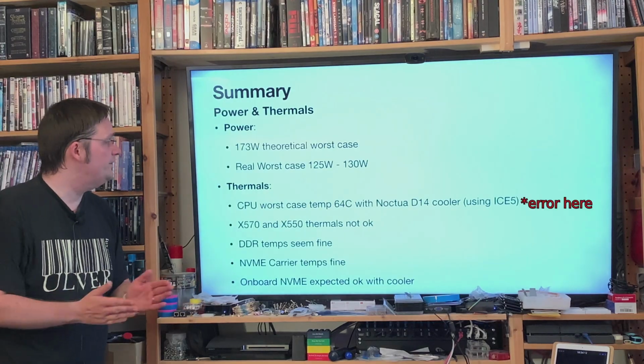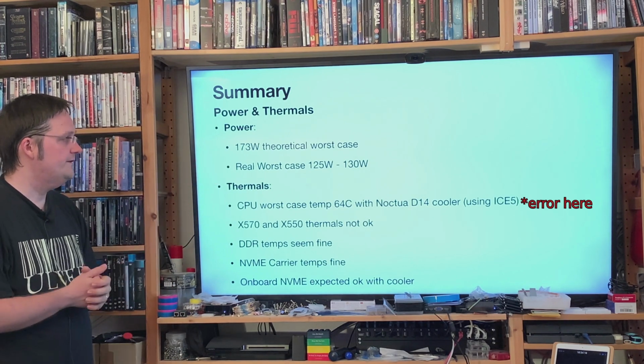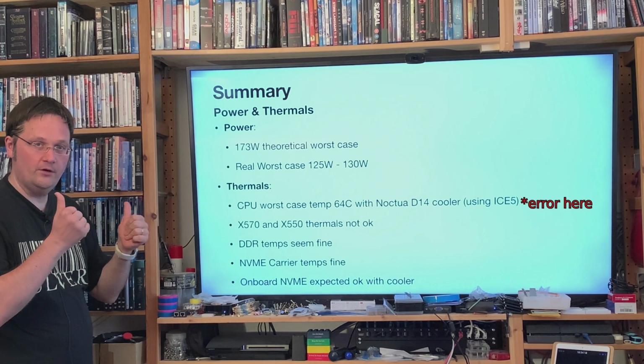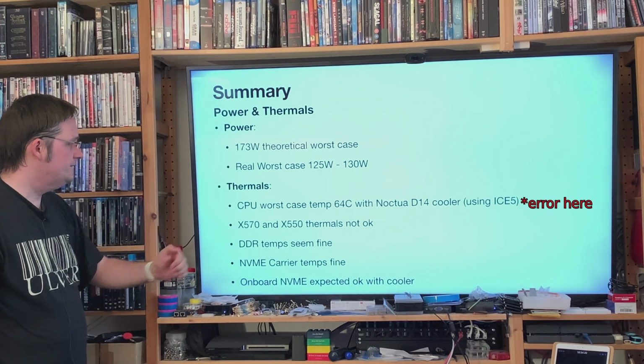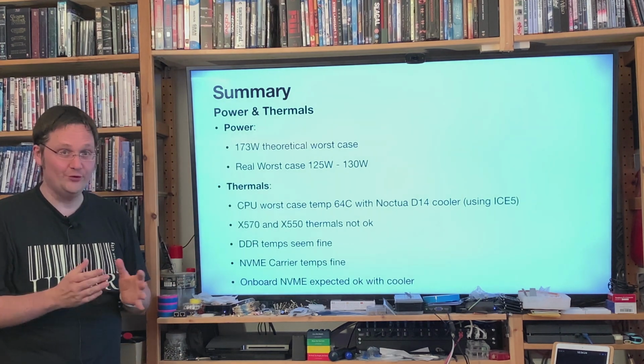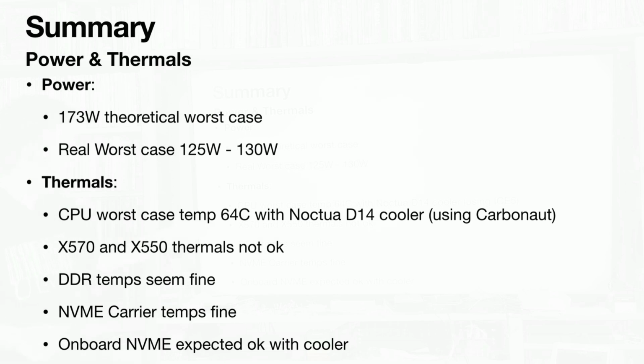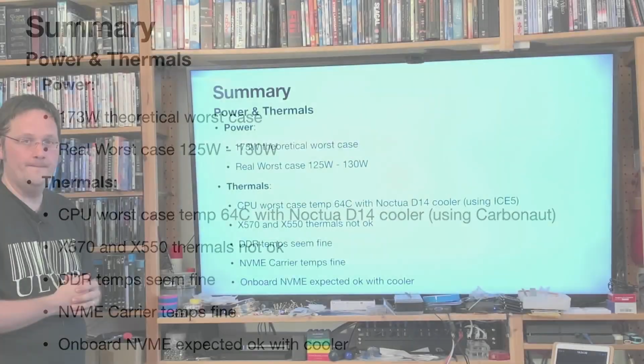So in summary, from a power point of view, 173 watt theoretical worst case, real worst case 125 to 130 watt, all good. Thermals, CPU worst case at 64 degrees C with the Noctua cooler. So this will be very interesting how this will look like in the Conduction cool chassis. On the chipset and on the 10 gigabit Ethernet, we need to update the thermal solution when running in the Streacom chassis, and all the other temperatures like what we have probably is going to be fine.